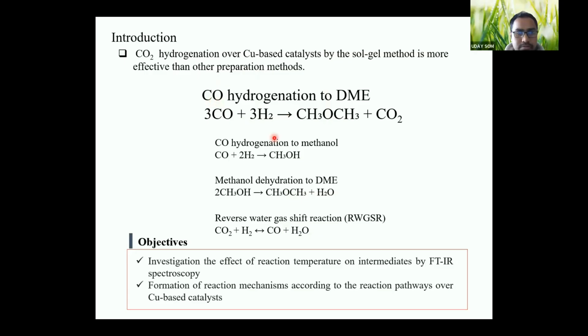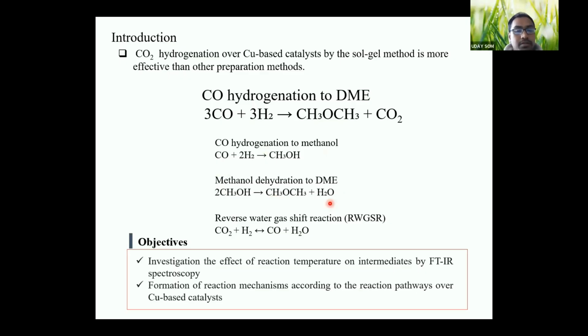This is the direct process: 3 moles of carbon monoxide and 3 moles of hydrogen give DME and carbon dioxide. If we separate these reactions, carbon monoxide and hydrogen first produce methanol. After that comes methanol dehydration, which means separating the water. So 2 moles of methanol give DME as the main product, with water as the byproduct.